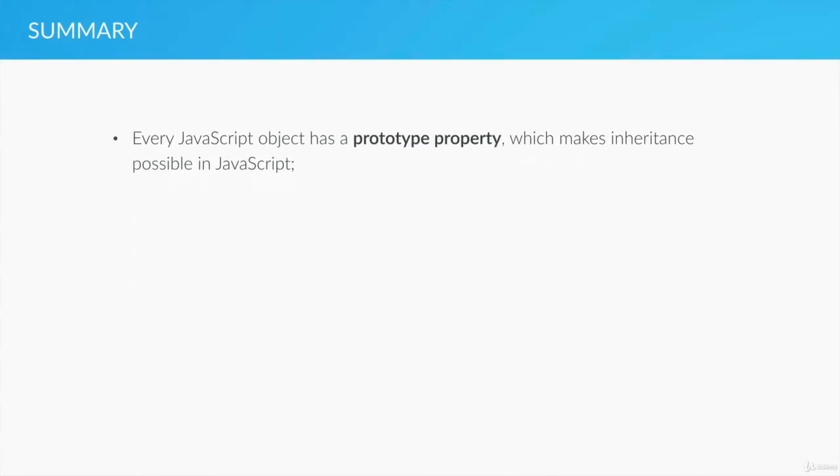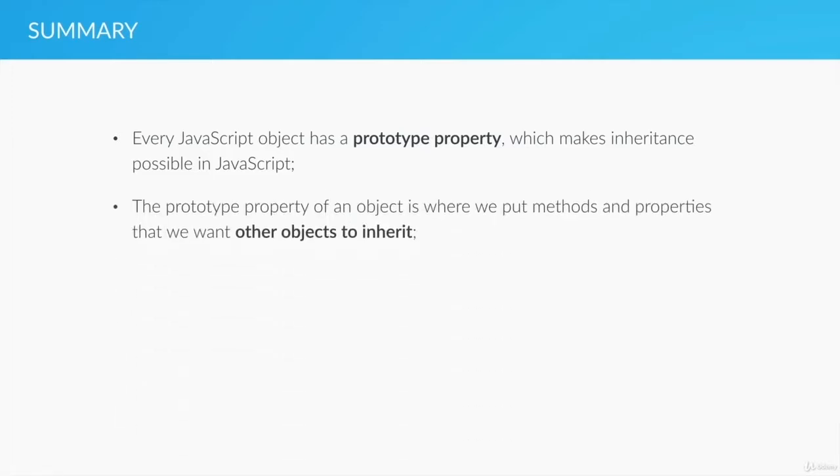And since this is all so crazy important, I even took the time to write down a summary for you about the most important things about prototypes, so that you can copy it if you want. So here it goes. Every JavaScript object has a prototype property, which makes inheritance possible in JavaScript. The prototype property of an object is where we put methods and properties that we want other objects to inherit.